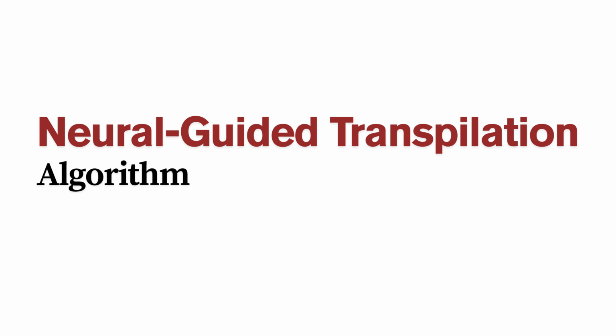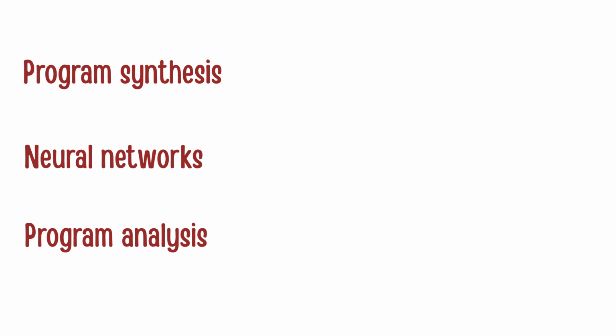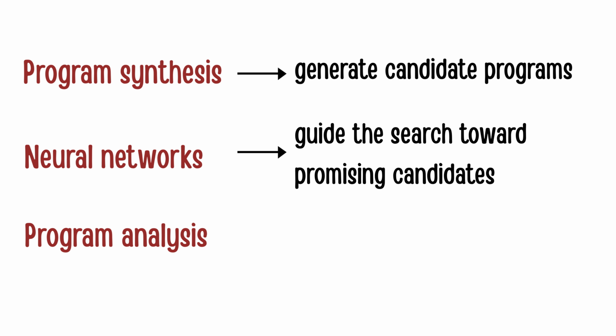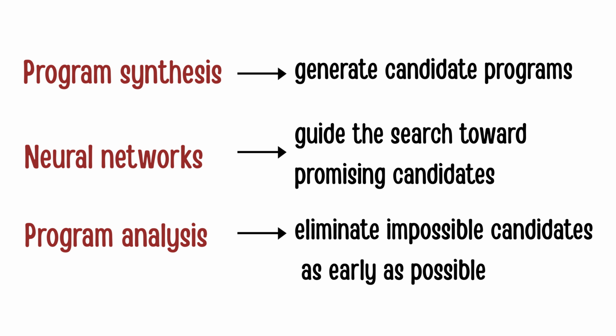Now, let's discuss the neural guided transpilation algorithm. It combines three powerful ideas: program synthesis to generate candidate programs, neural networks to guide the search toward promising candidates, and program analysis to eliminate impossible candidates as early as possible. Let's break down the algorithm step by step.